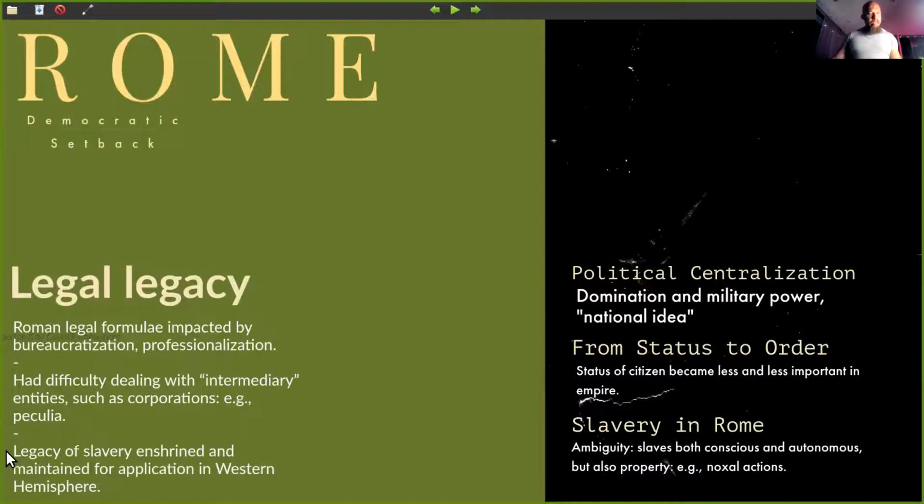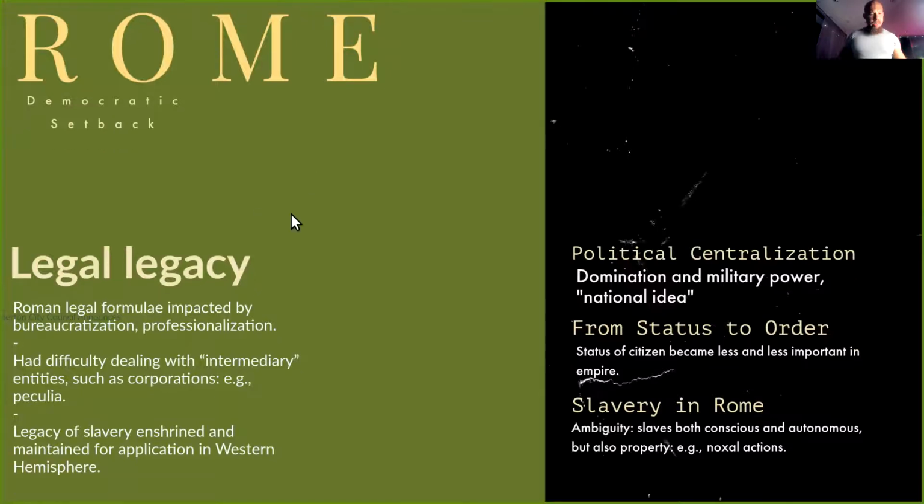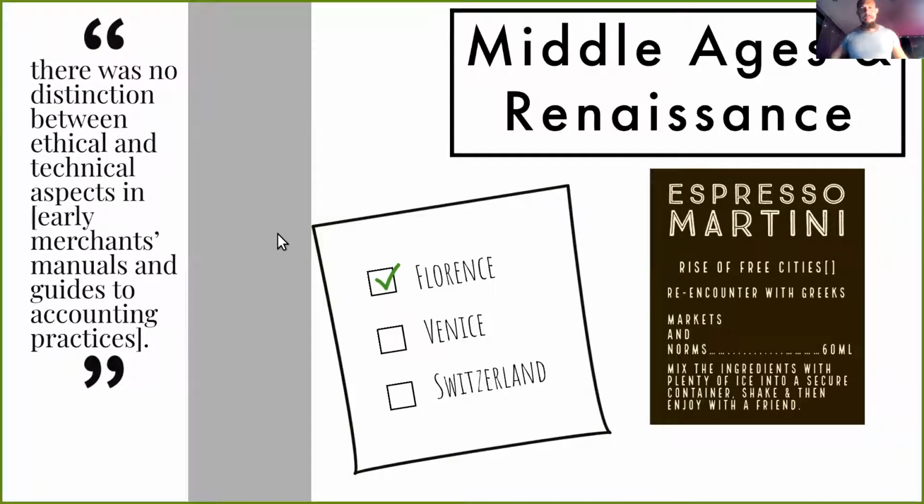Roman law, of course, had difficulties with intermediary entities such as corporations. One only has to look at the Peculium for an example of this. And also the legacy of slavery was enshrined for application in the Western Hemisphere, as I just suggested.